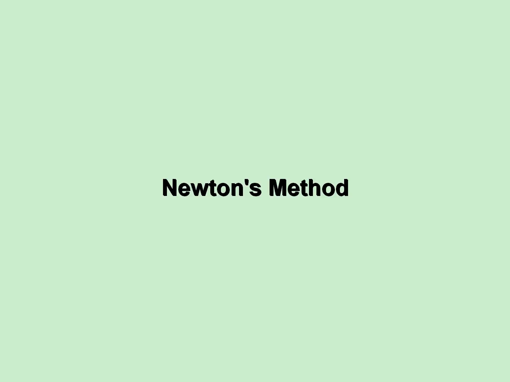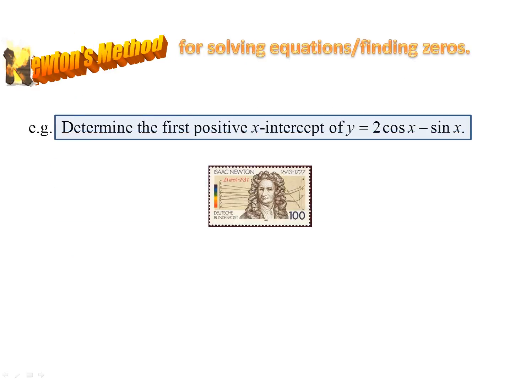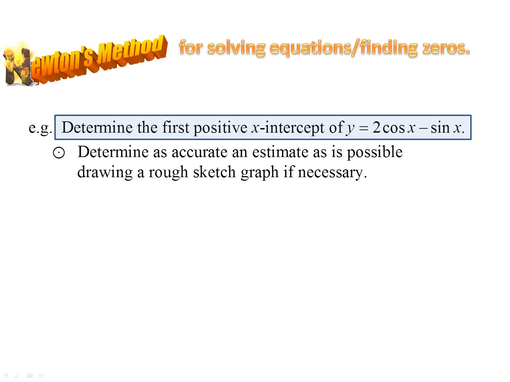Newton's method. Rather clever way to find the zeros or x-intercepts of a function. Let's have a look at this one to start with. So we're going to find the first positive x-intercept of y equals 2 cos x minus sin x. Now you don't need to know what that graph looks like in order to be able to do it. Let's determine as accurate an estimate as possible by drawing a rough sketch of the graph though.